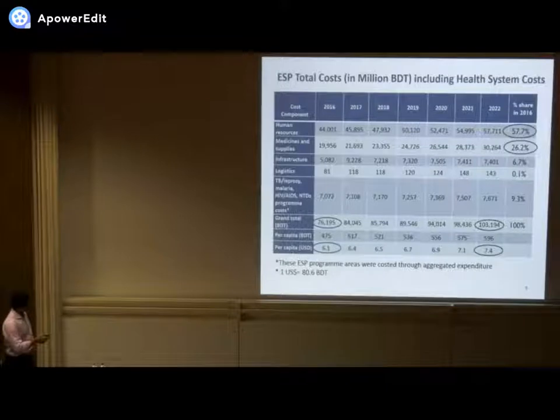As we see, in 2016 around 76 billion Bangladeshi taka was spent on ESP, and it will increase to around 103 billion in 2022. Per capita, it is $6.1, and it will be $7.4 per capita. By cost component, human resources and medicine supplies were the main contributors to this total cost.